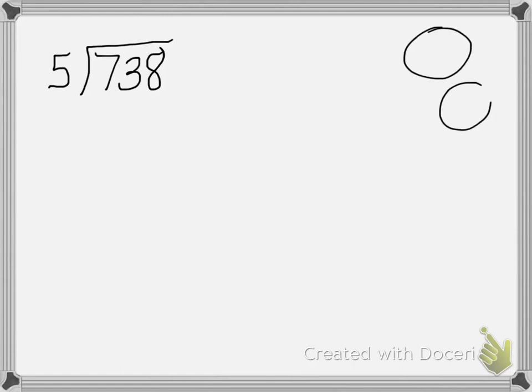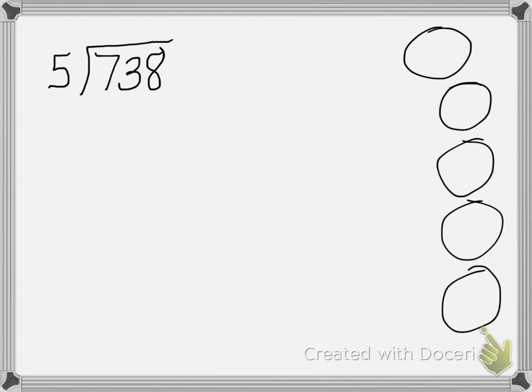So I'm going to divide 738 divided by 5. I'm dividing by 5, so I can come over here and draw 5 circles, and I'm thinking, what could I put in all of those circles that would get me fairly close to 738 and be a real friendly number?